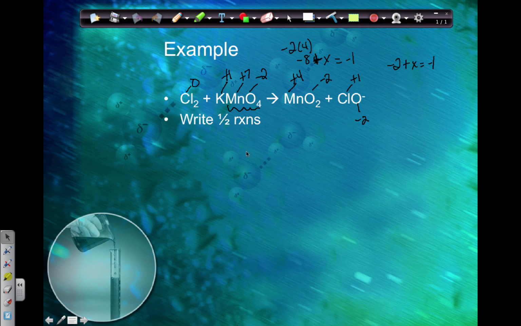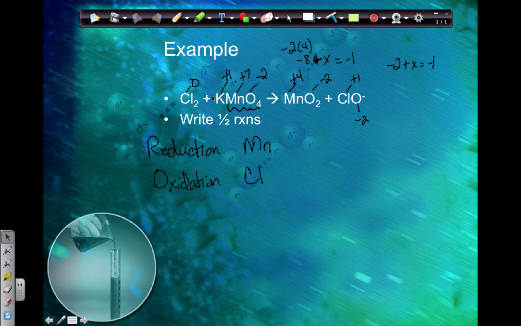All right, so now let's figure out what's being oxidized, what's being reduced. So for the reduction, which one has an oxidation number that goes down? And that looks like it's manganese, because it goes from a 7 to a 4 here. So for oxidation, which one goes up? That'll be chlorine, because it went from a 0 to a +1.